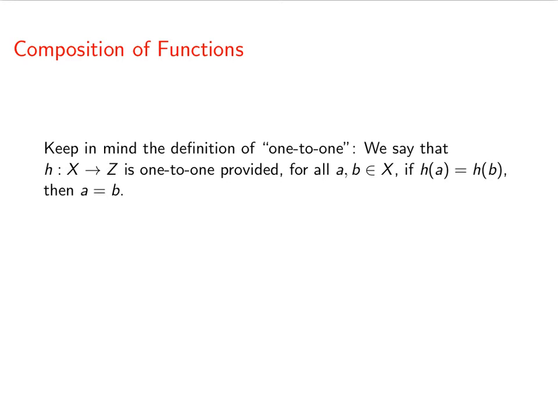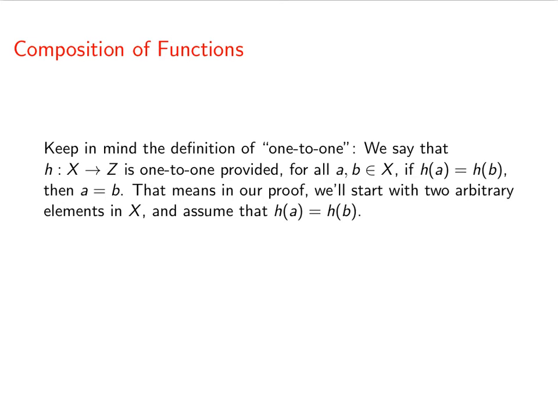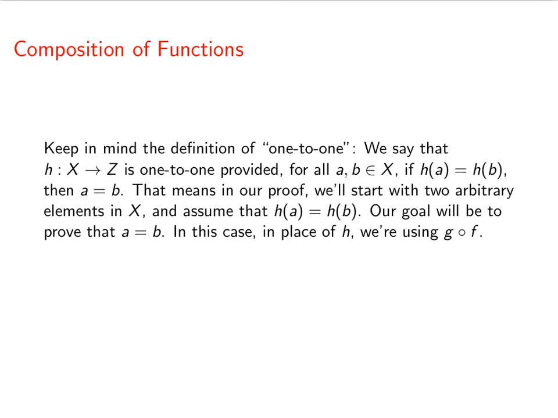Now, before we launch into the proof, I want to remind you what's the definition of one-to-one. We say that h mapping from x to z is one-to-one provided for every a and b that's in the domain, if h of a is equal to h of b, then a equals b. So in our proof, we'll start with two arbitrary elements in x, a and b, and we'll assume that h of a is equal to h of b. Our goal is to prove that a is equal to b. Now in this case, in place of h, what we're really using is g circle f.